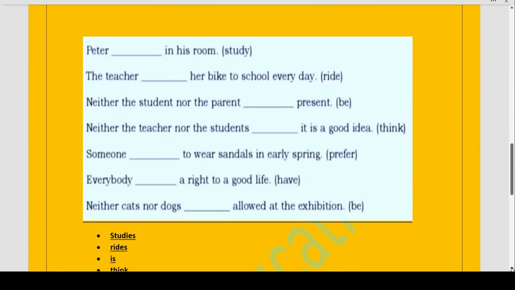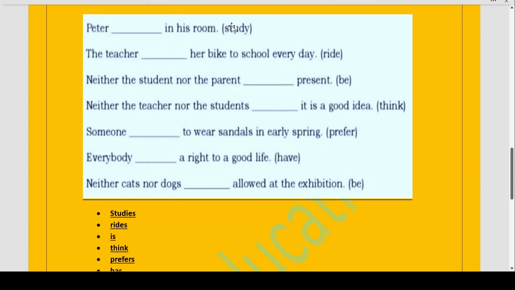Next, Peter ___ in his room. Study. Peter studies in his room. Why? Because Peter is a singular subject followed by a singular verb, studies. The teacher ___ her bike to school every day. What is the subject? First, we have to identify the subject, teacher. Next, we have to find out whether teacher is singular or plural. Singular. So the verb following the singular subject will be singular. The teacher rides her bike to school every day.